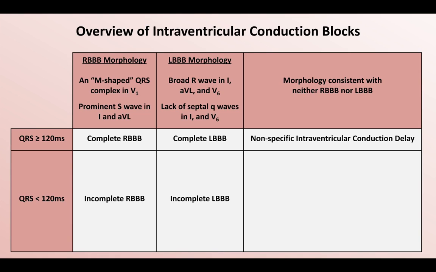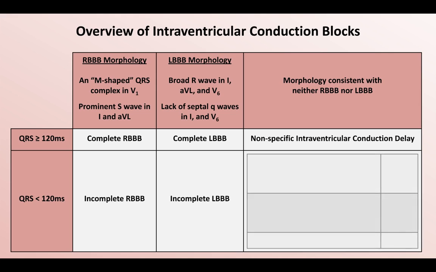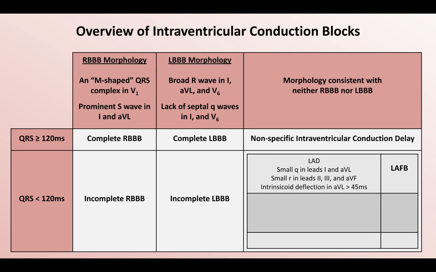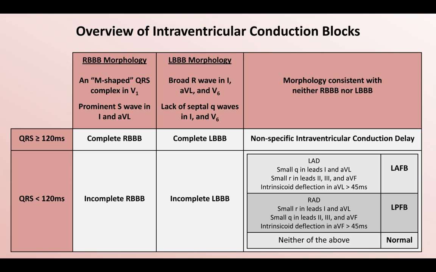If the QRS duration is normal, then one needs to examine things even more carefully, looking for criteria for either left anterior fascicular block or left posterior fascicular block. If none of this is present on an EKG with a normal QRS duration of less than 120 milliseconds, there is no intraventricular conduction block. That is, intraventricular conduction is normal.